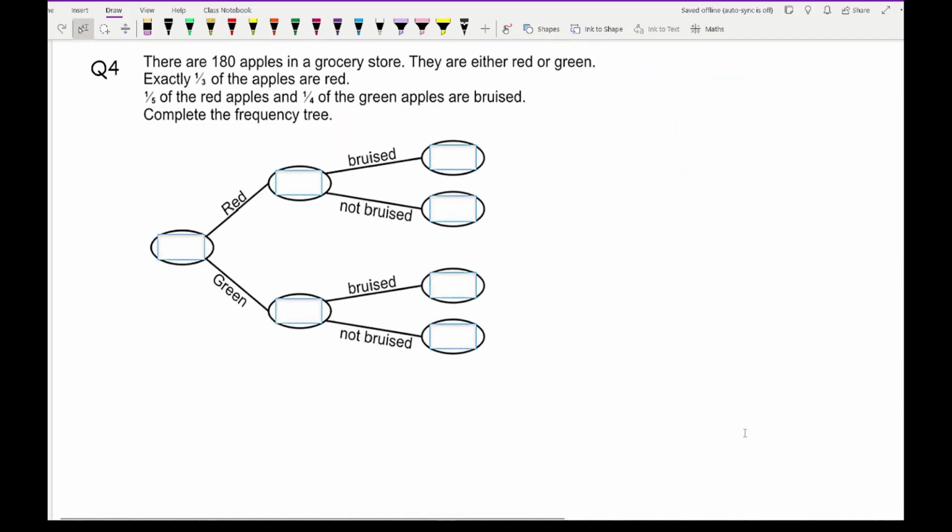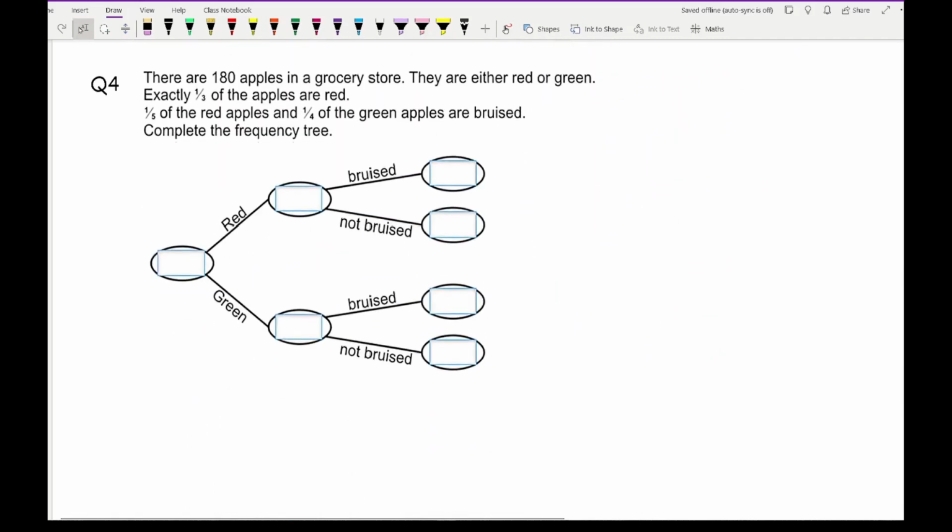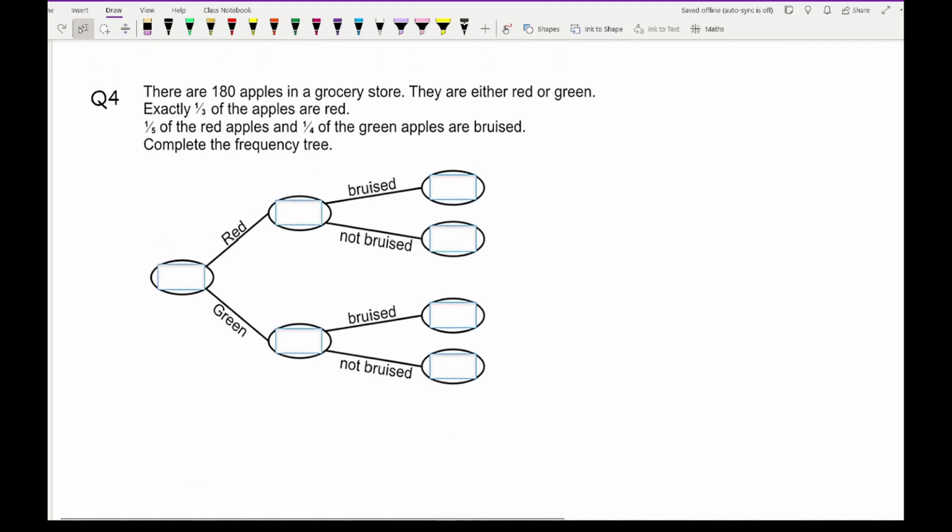Then looking at our fourth example, here it says that there are 180 apples in a grocery store. They're either red or green. Exactly 1/3 of the apples are red, and 1/5 of the red apples and 1/4 of the green apples are bruised, and we need to complete the tree diagram. First things first, we know that we've got 180 apples. Now it says that exactly a third, so what I need to do first is do a third of 180.